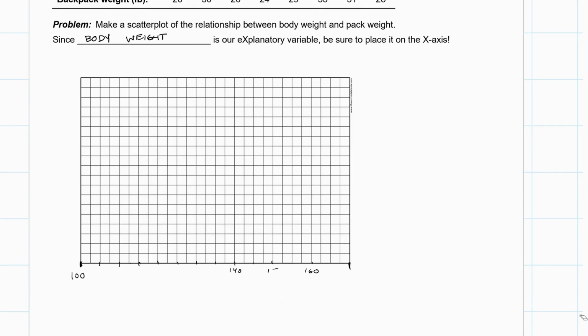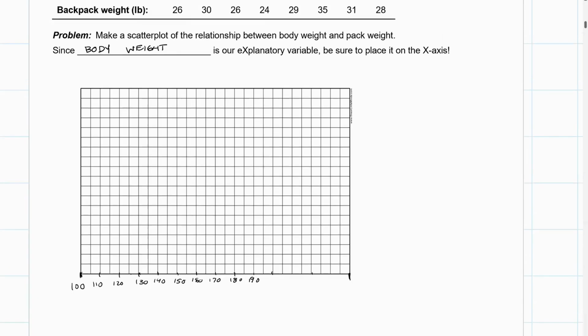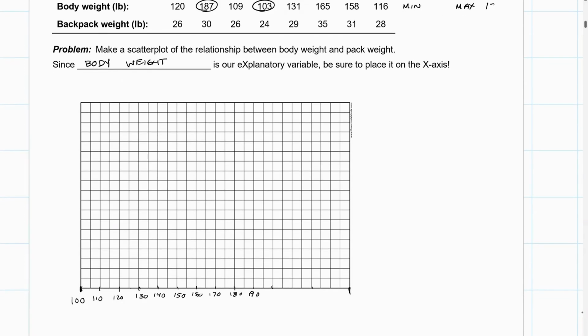Let me get rid of these numbers and let's go to this is 110. This is 120. This is 130. This is 140, 150, 160, 170, 180, and 190. And that's big enough to get my largest value, 187, on there. So I've used a good portion of the horizontal axis. Let's go ahead and do the same thing for the backpack weights.